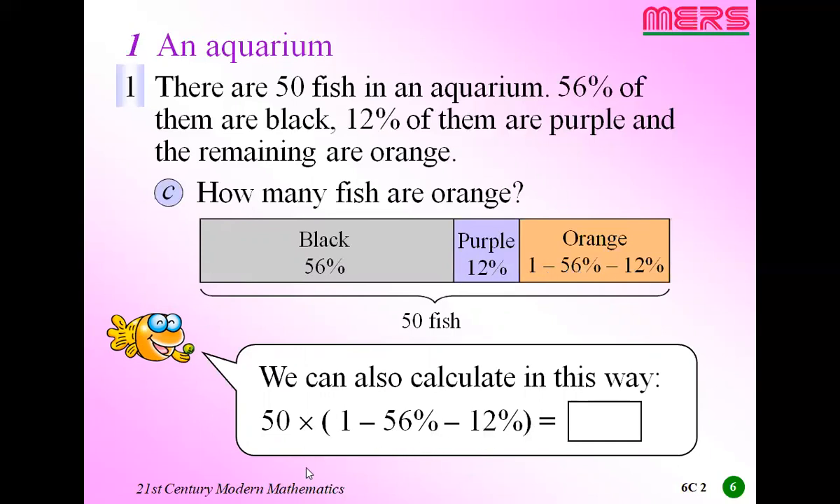Okay, so basically, the next step, if you are doing math A and B, you write 50 times 32% and then change the 32% into a fraction and do all those calculations, and then you can get the number 16 as the answer for the number of orange fish. So basically, you learn two methods to attempt one question.